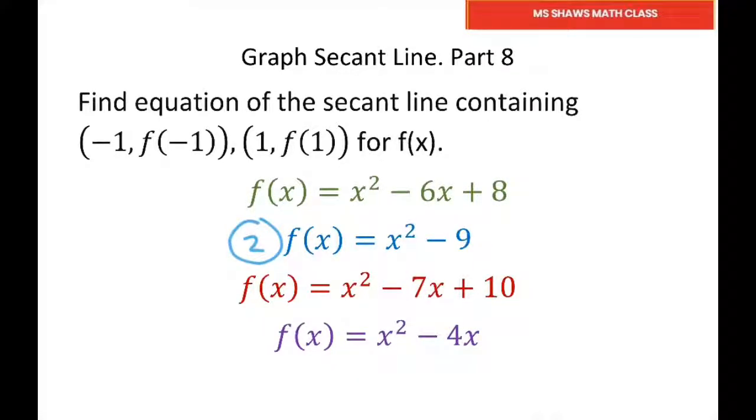Everyone, we're going to graph the secant line and find the equation of the secant line containing -1 and 1. We're going to have to find our y values, and this is the problem we're doing. We're also going to graph f of x.